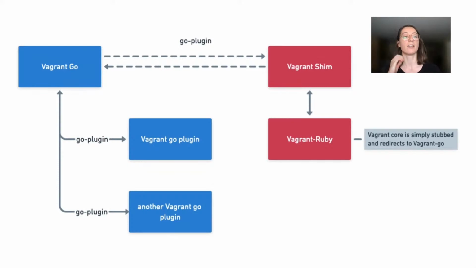Basically we have a Vagrant core written in Go, and then we use go-plugin in order to interact with all of our plugins. So we have Vagrant Go plugins that implement our SDK. And then on the Ruby side, we have this Vagrant shim, which acts as a translation layer between the gRPC API, which go-plugin needs, and the actual Ruby API.